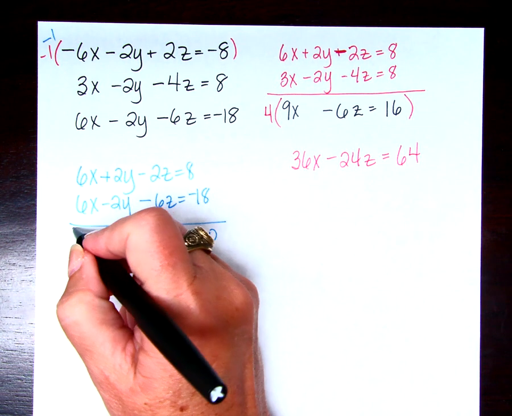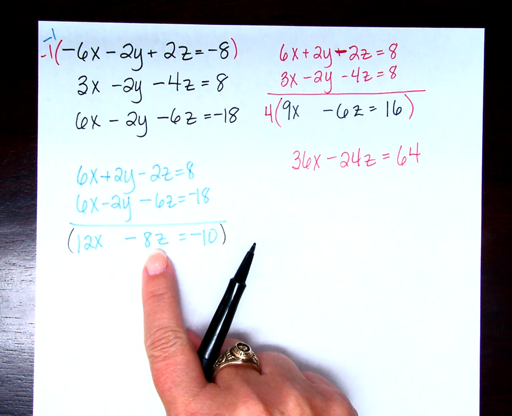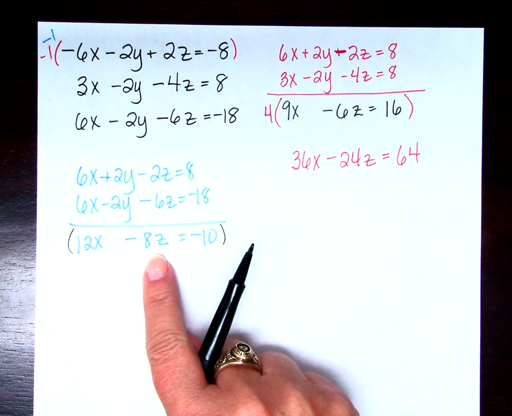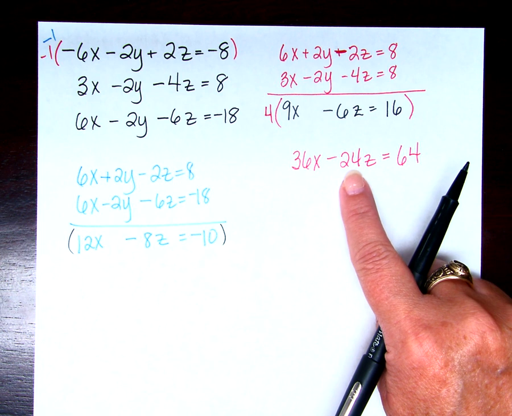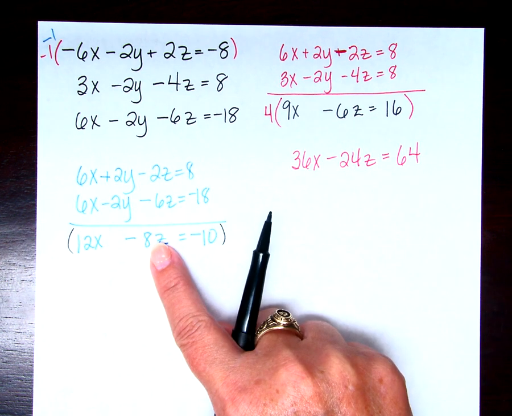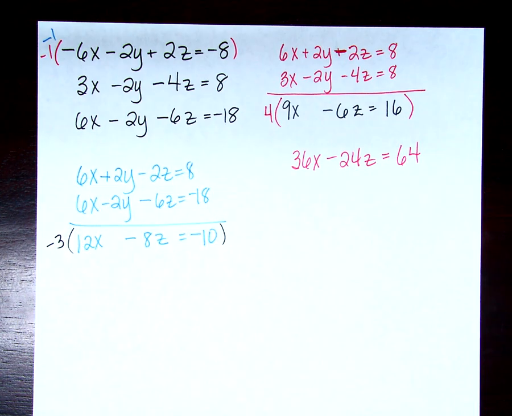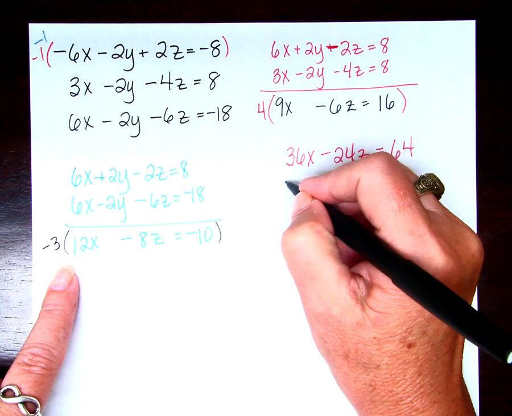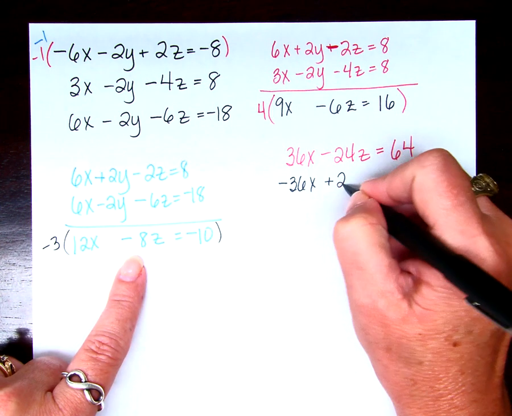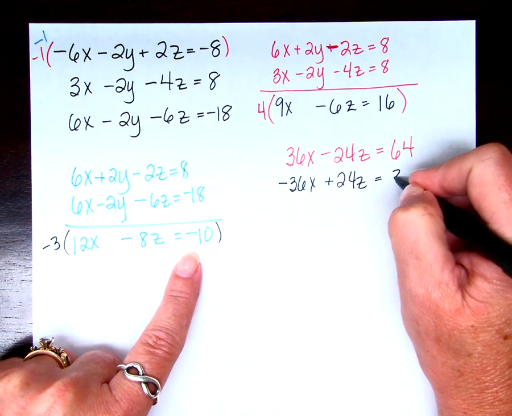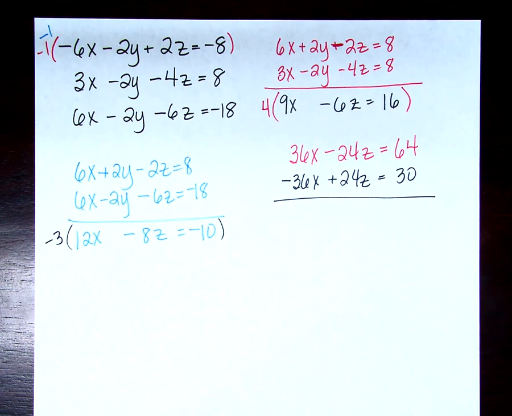Now if I'm eliminating z's from here and I'm trying to make this 24, I have to be careful though, right? Because what has to be true about the numbers? Same but opposite, right? So that has to be negative 3. Negative 3, absolutely. So if I multiply this one by negative 3, that's going to give me negative 36x plus 24z equals 30. Whoa, we just eliminated 2 at one time. Do you see that?